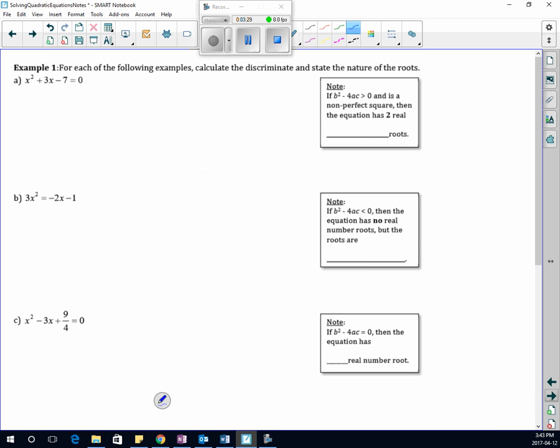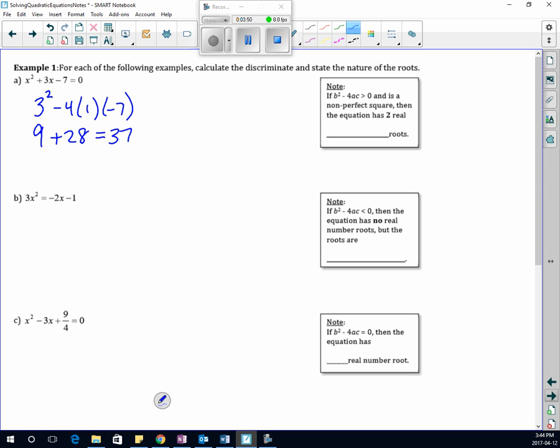So for the following examples, calculate the discriminant and state the nature of the roots. So let's do it. So b squared, so 3 squared minus 4 times 1 times negative 7. So I get 9 plus 28 equals 37.